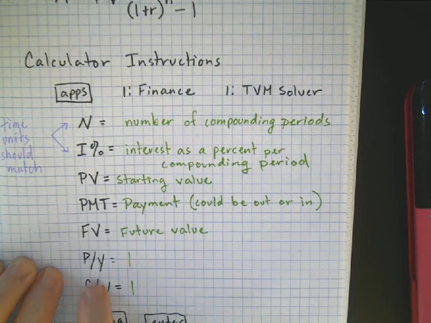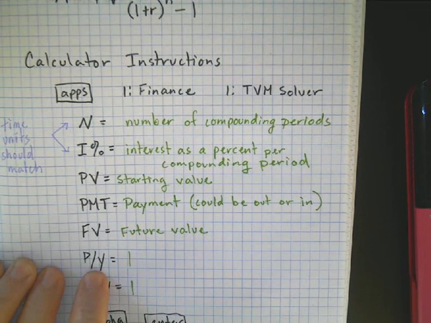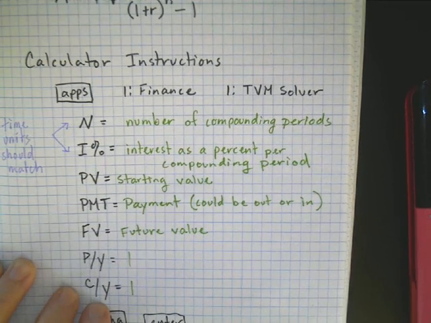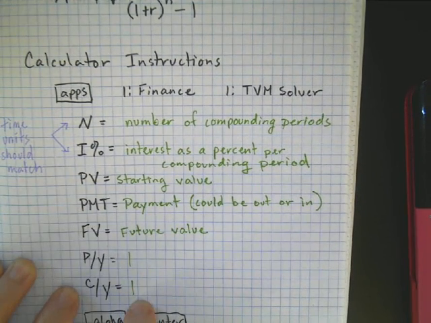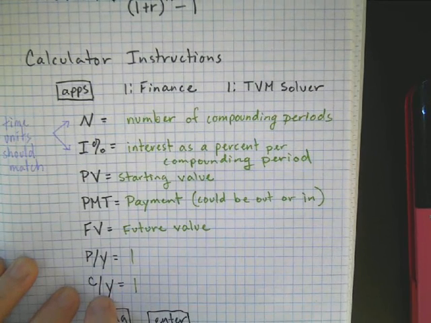And it's possible, for all the problems I'm giving you, to have payments per year and compounding per year, both of these set to 1. In fact, I'm not even sure what these stand for. So we're going to have these set to 1, but I think that's what they stand for.